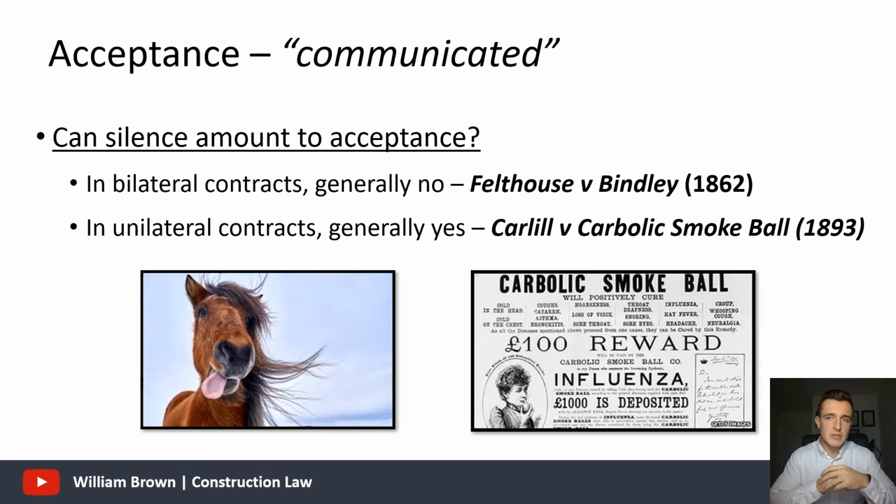So looking at Felthouse v Bindley, for example, that was all to do with the sale of a horse. The nephew had made an offer to the uncle to purchase his horse off of him. The promise on the part of the nephew was to pay money for the horse in exchange for the promise on the part of the uncle to give him the horse. So that's what a bilateral offer is. It's a promise in exchange for a promise. And in that scenario, you cannot ever have silence amounting to an acceptance. Again, we'll look at Felthouse v Bindley as an example of that.